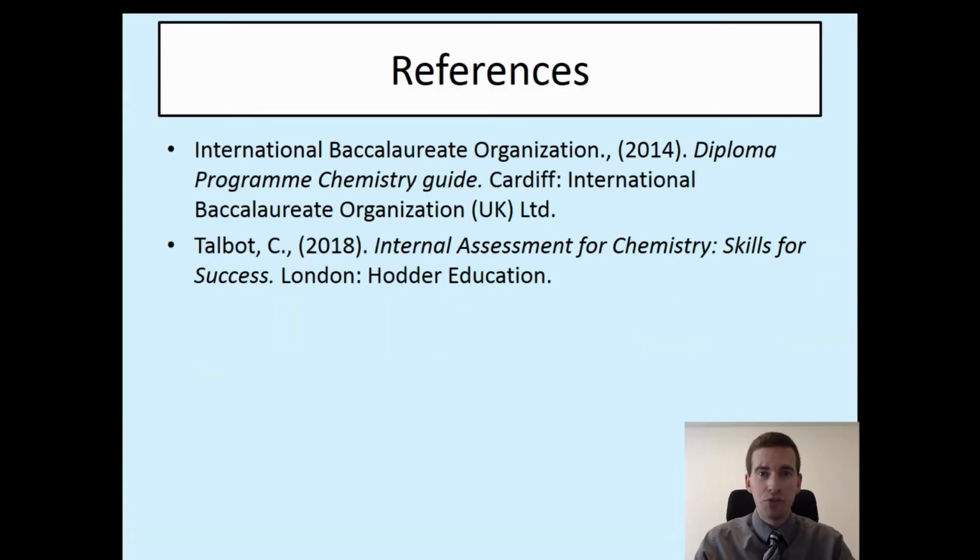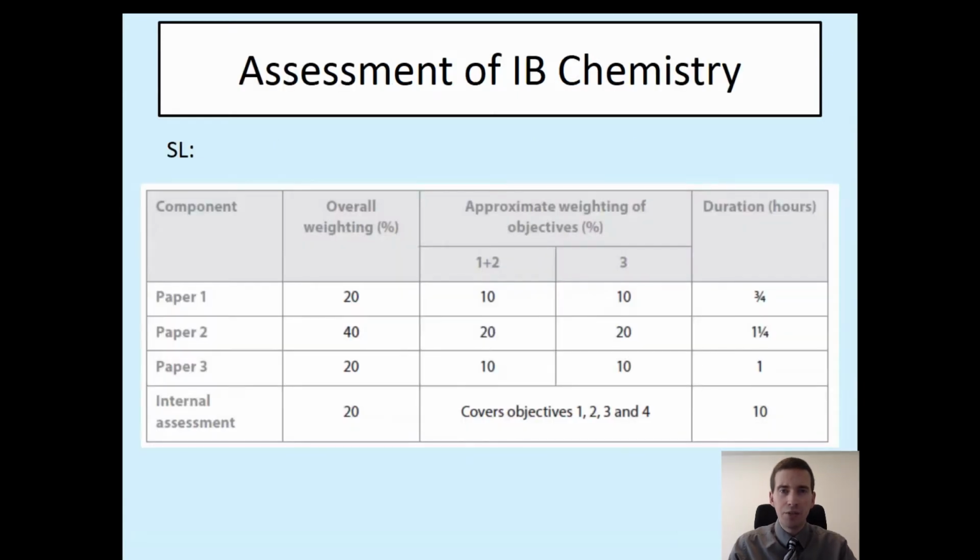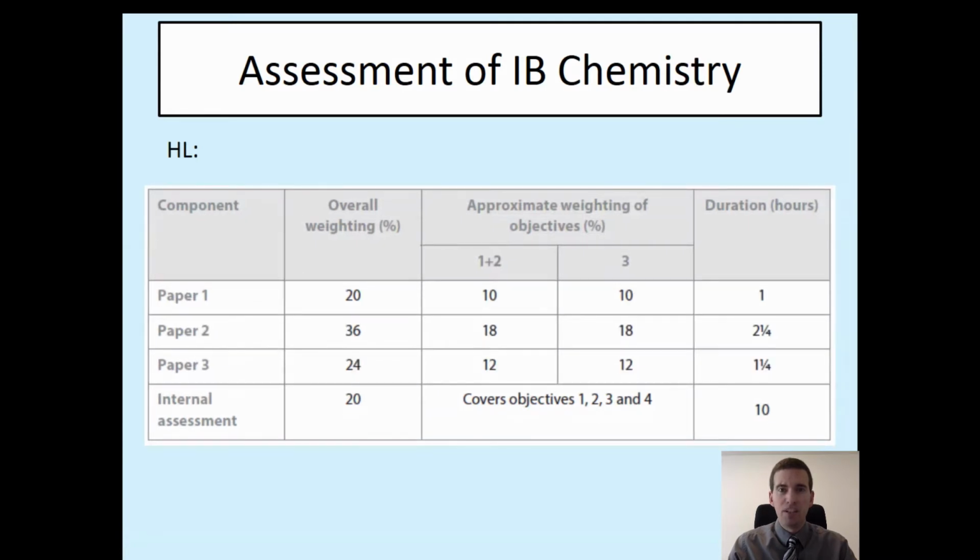So here are my references. We have the subject guide for chemistry and also a textbook. So let's look at the general assessment for IB chemistry. So for standard level, you have 3 papers and then your internal assessment. It's the same for higher level, but you'll notice that some of the numbers are a bit different.